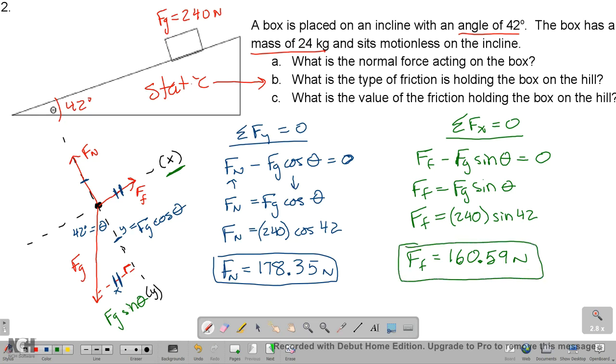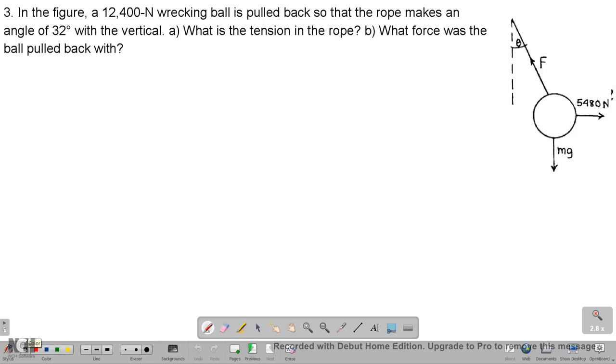All right, let's move on to number 3. All right, so on number 3, first thing, let's go ahead and look at this diagram to the right and just mark out this 5,480 newtons. That's just from our homework assignment. I just used the diagram here, but we're going to use different numbers. So it says a 12,400 Newton wrecking ball is pulled back so that the rope makes an angle of 32 degrees with the vertical. What is the tension in the rope? What force was the ball pulled back with?